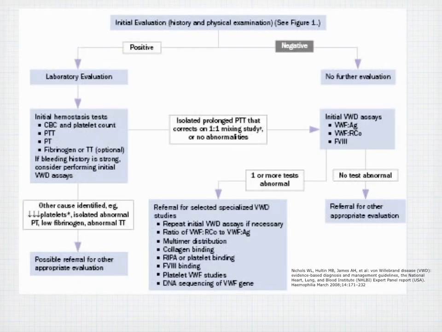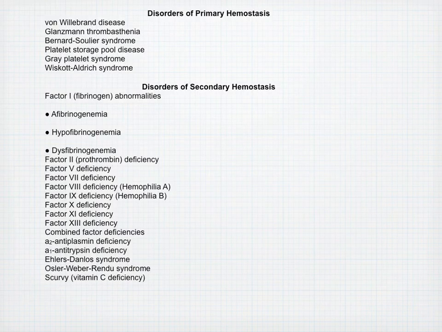And then here's the initial evaluation, history and physical exam. This is your laboratory test. So you've got the CBC and the platelet count, PTT and PT, and fibrinogen or TT. And we're going to talk about what those mean coming up on the next few slides. This slide's just telling you what the disorders of primary and secondary hemostasis are. You can see what all those possibilities are. You might recognize the factor deficiencies, and you might recognize von Willebrand's.